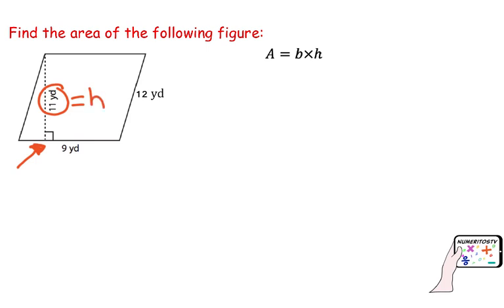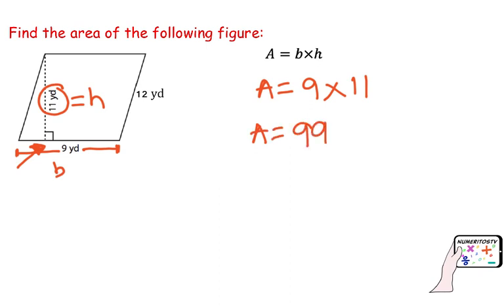And because 11 is perpendicular to this base, we are going to be using 9 as our base. So I am going to substitute this value, so base will be 9, height will be 11. And then we just solve. 9 times 11, that will be 99. Don't forget your units, in this case, yards squared.